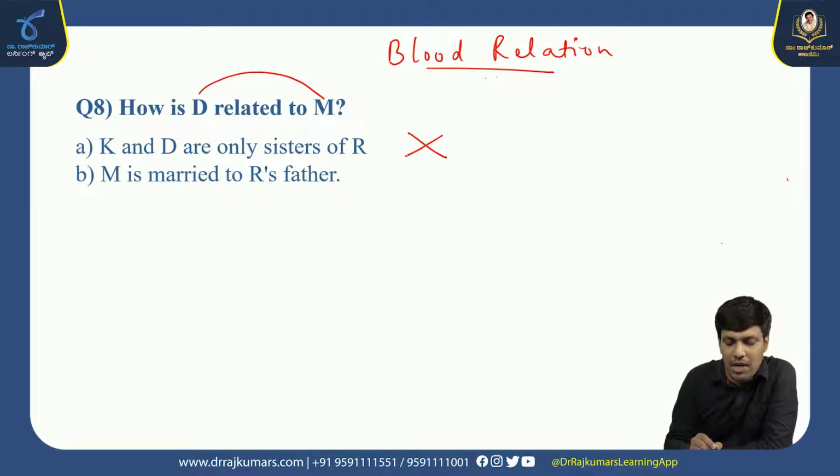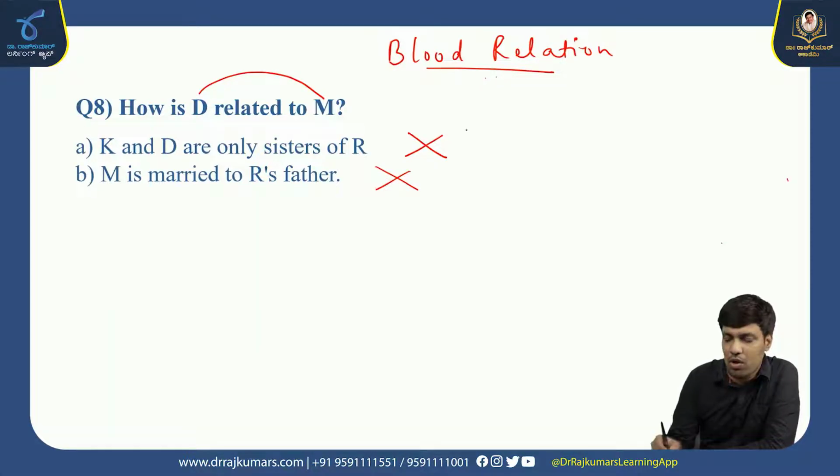Second one, M is married to R's father. To answer this problem we require two parameters, that is D and M. In the second statement we have M but we don't have D, right? D's parameter is missing. With the missing parameters we can't judge the sufficiency. So statement 2 also goes wrong.